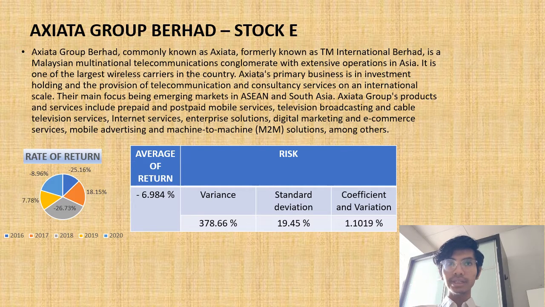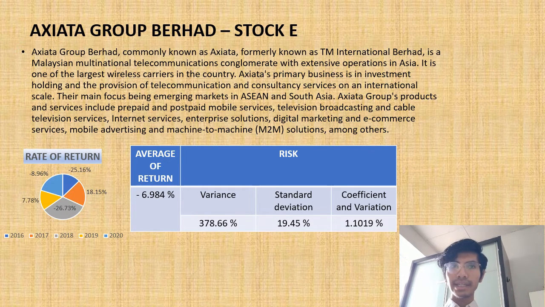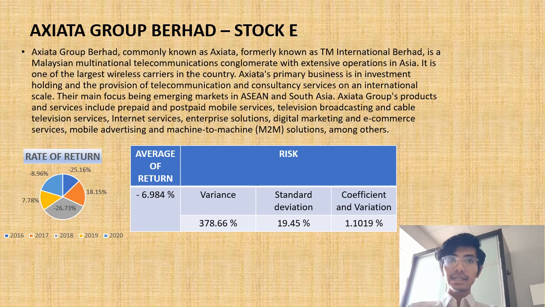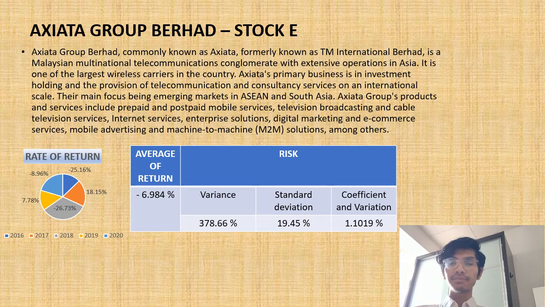Axiata Group Berhad's products and services include prepaid, postpaid, mobile services, even television broadcasting and cable television services, internet services, enterprise solutions, digital marketing and e-commerce services. And also mobile advertising and machine-to-machine solutions among others.